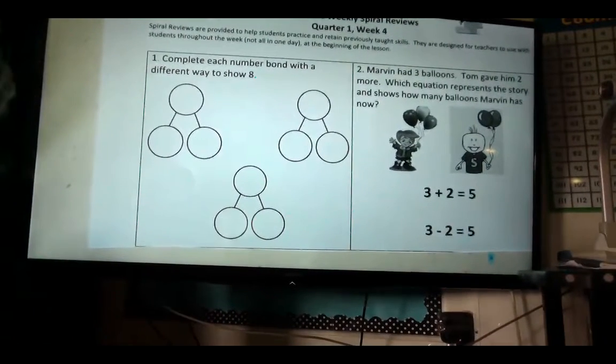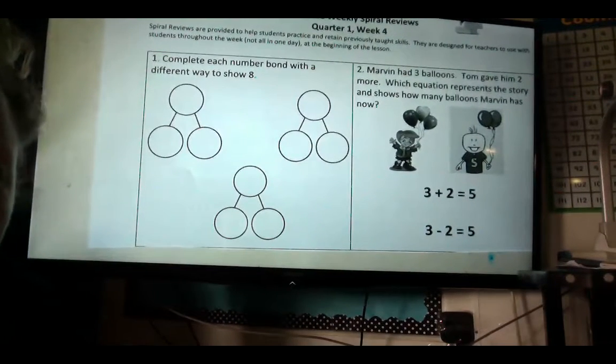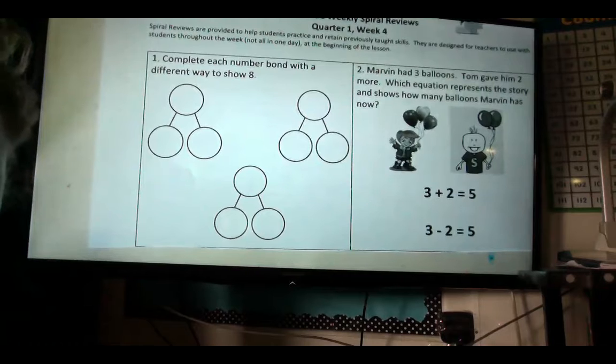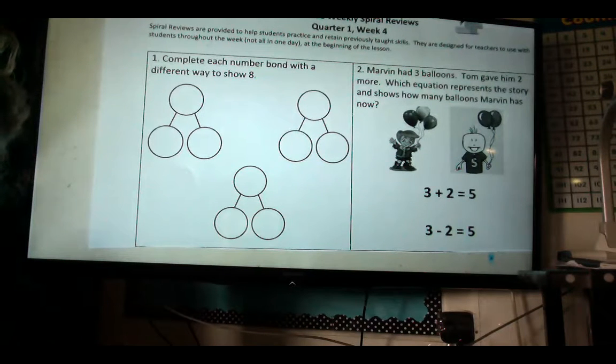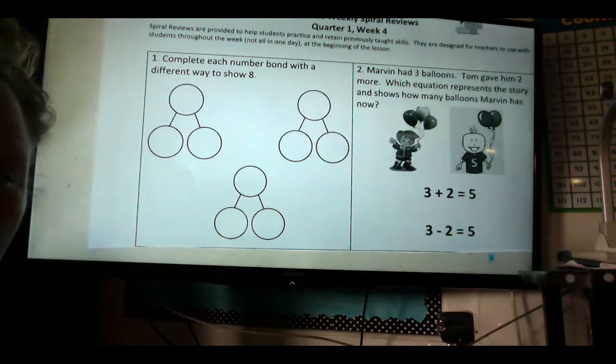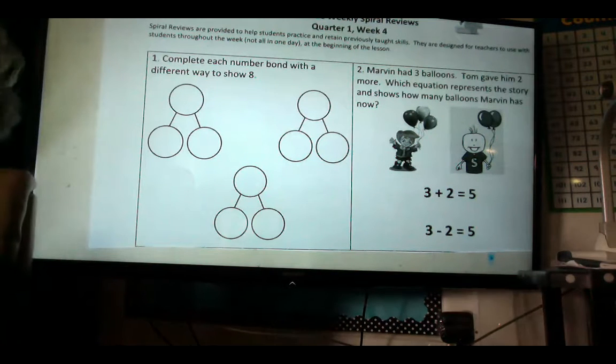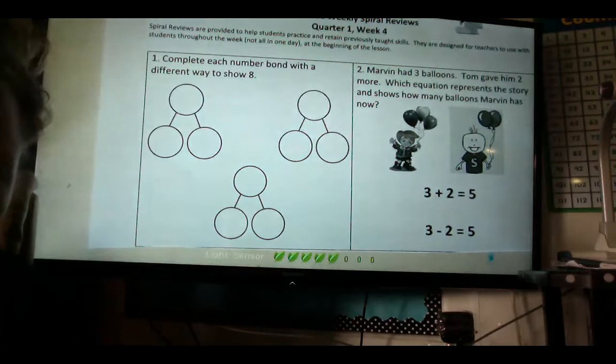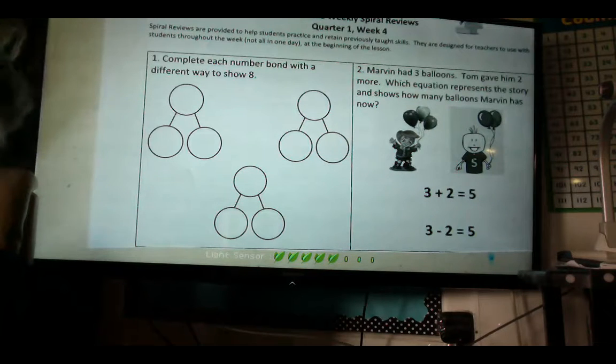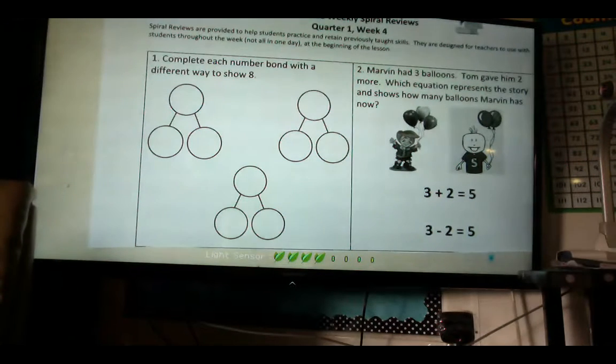Okay, so I need you to look in your green folders, and under Tuesday, find this page. It should have two problems on it. You should see some number bonds under number 1, and some kids with balloons on number 2. These are the ones that we're going to work through today. Okay? So when you're ready, you can just go ahead and let it play. If you need a little time, push pause now. Here we go.